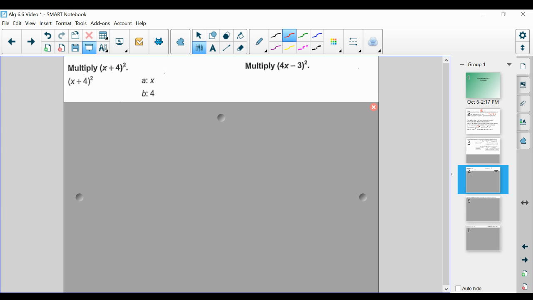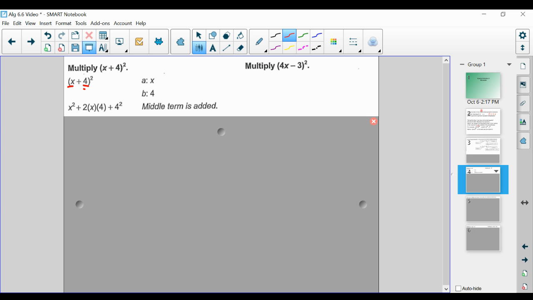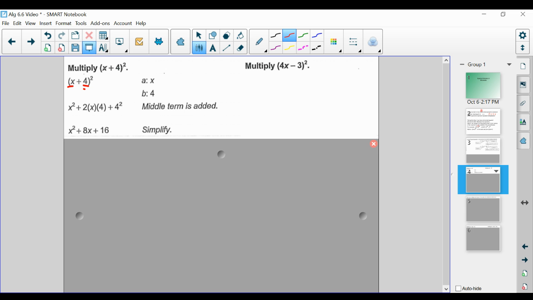We're going to identify what our a and our b terms are. Our a is going to be x. Our b is going to be 4. So we're going to use this to help us figure out the answer. So we're going to do x squared, because that's a squared, plus 2 times a times b. A is our x, b is our 4, plus b squared, and b is 4, so 4 squared. Now we can simplify. 2 times x times 4 is 8x. So therefore, our answer is x squared plus 8x plus 16.